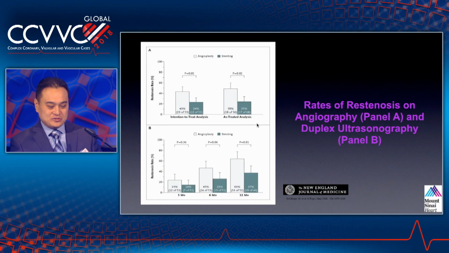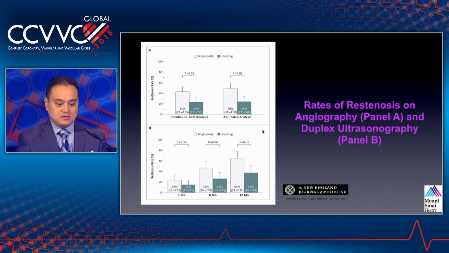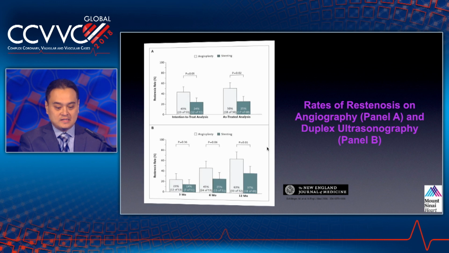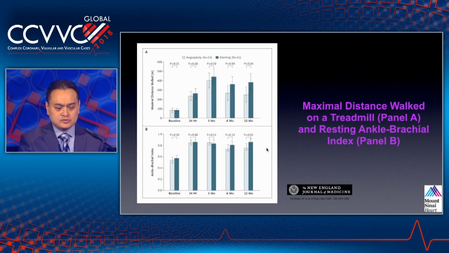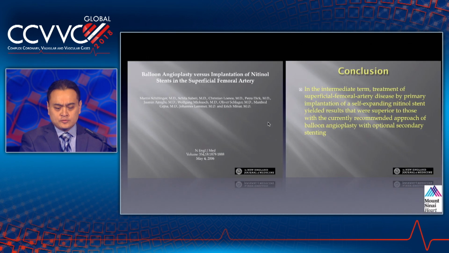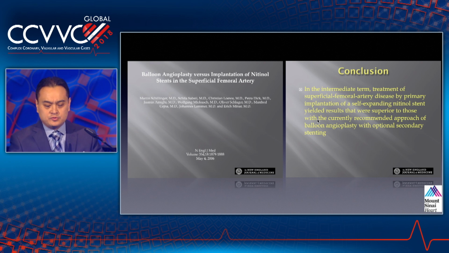The data here shows that if you put stents in these patients, they do much better than with just angioplasty. Their patency rates are a lot greater than those with angioplasty. And also patients walk more distance with stenting than angioplasty alone. So in conclusion, in the intermediate term, treatment of superficial femoral artery disease by primary implantation of self-expanding nitinol stents yielded results that were superior to those with just balloon angioplasty.